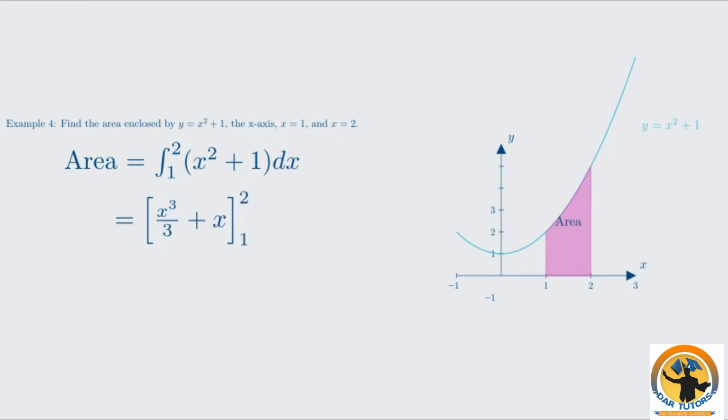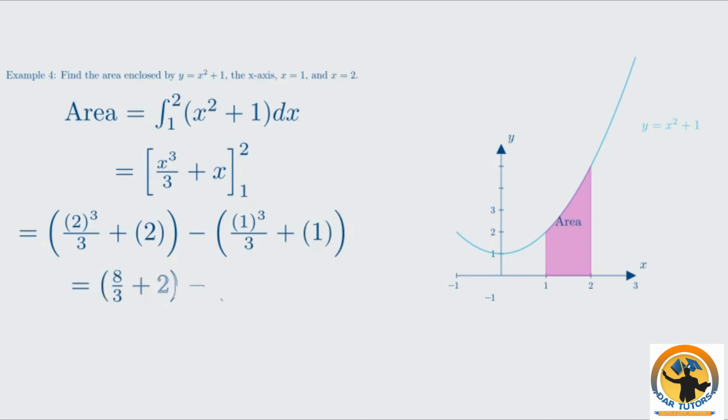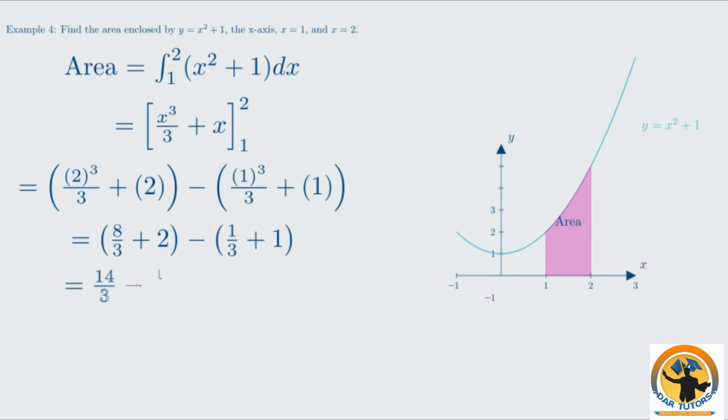Now we apply the fundamental theorem of calculus. We substitute the upper limit, 2, and subtract the result of substituting the lower limit, 1. This gives us 8 over 3 plus 2 minus the quantity 1 over 3 plus 1. Simplifying the fractions, we get 14 over 3 minus 4 over 3, which is 10 over 3. So the area is 10 over 3 square units.